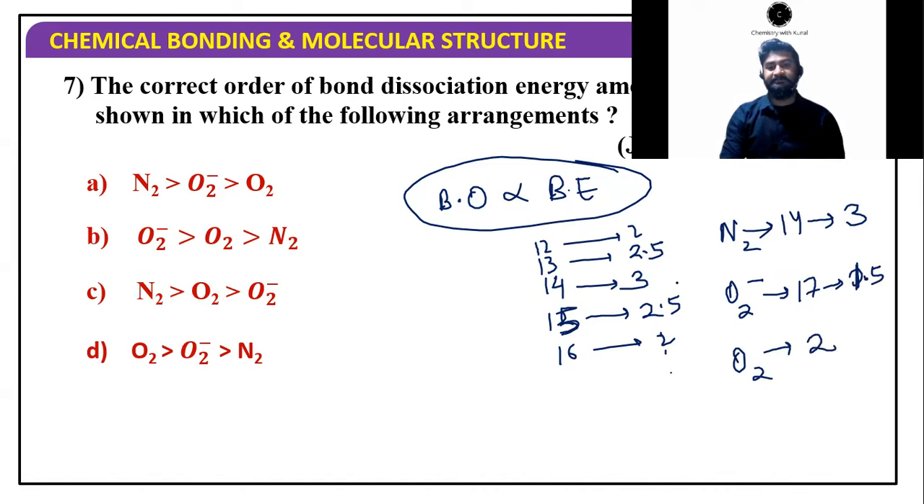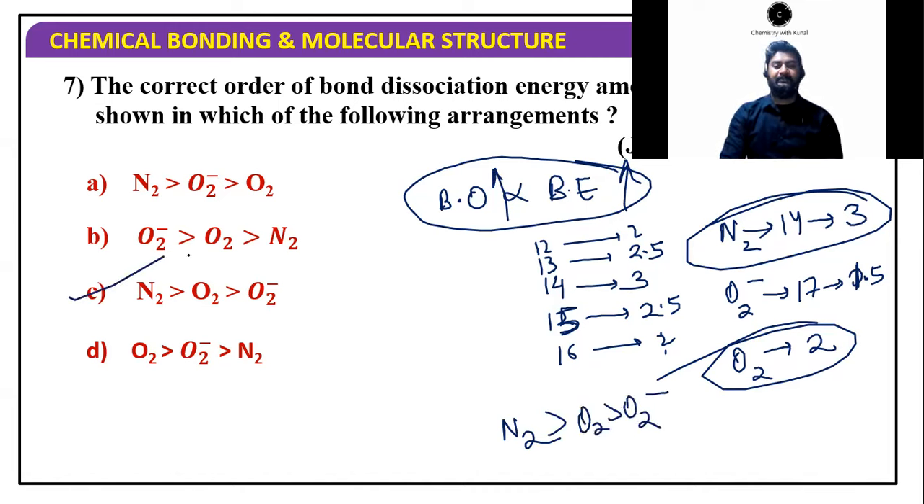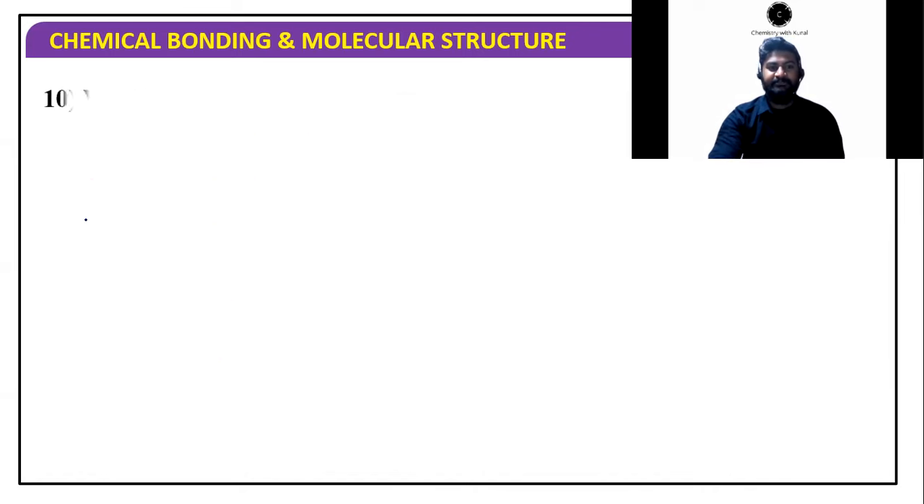So what's the answer? N2 more than O2, O2 more than O2 minus. More the bond order, more the bond energy. Simple. So N2 more than O2, O2 more than O2 minus. Which option? Option number C. See, that's how we can do it. JEE 2014 question solved within a minute. Okay, very well. Let's go to the next question.